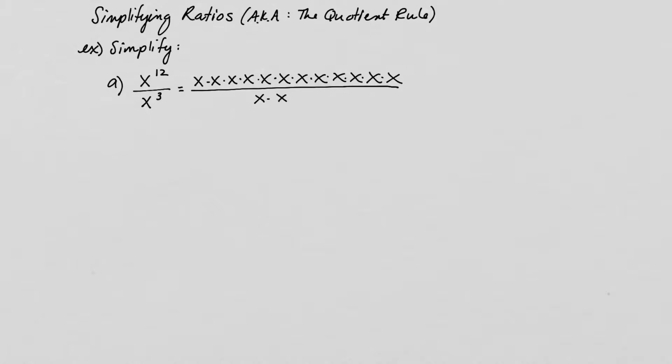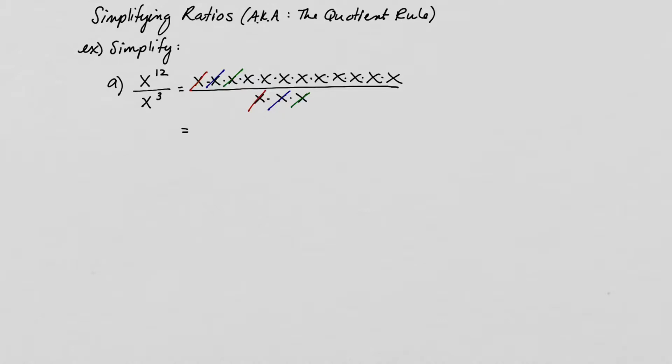So 1, 2, 3. So what we can think about is 1 x on the bottom cancels out with 1 x on the top, because x over x is the exact same thing. It's like 5 over 5 is 1, or 3 over 3 is 1, or 17 divided by 17 is 1. So this second x would cancel out with this second x, and this third x would cancel out with this third x. And so what I would be left with is all the x's on the top.